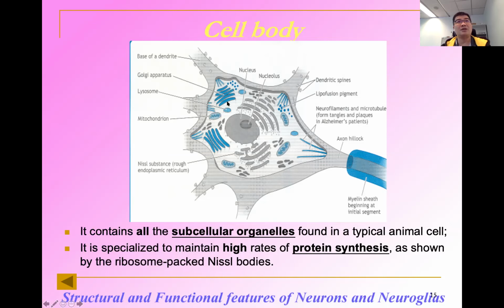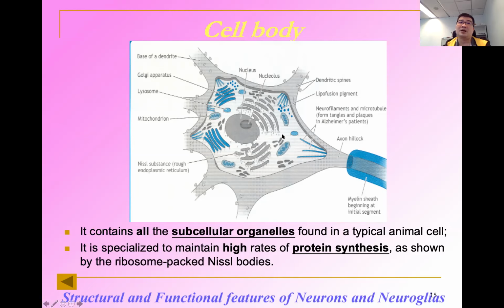Now, in the neurons, in the cell body, there are Golgi apparatus and also the ER, and as I mentioned, some of the so-called Nissl substance. Why is it called Nissl substance? Because those can actually be stained by the so-called Nissl stain. That's one of the special stains that you can use to distinguish neurons from the glia.